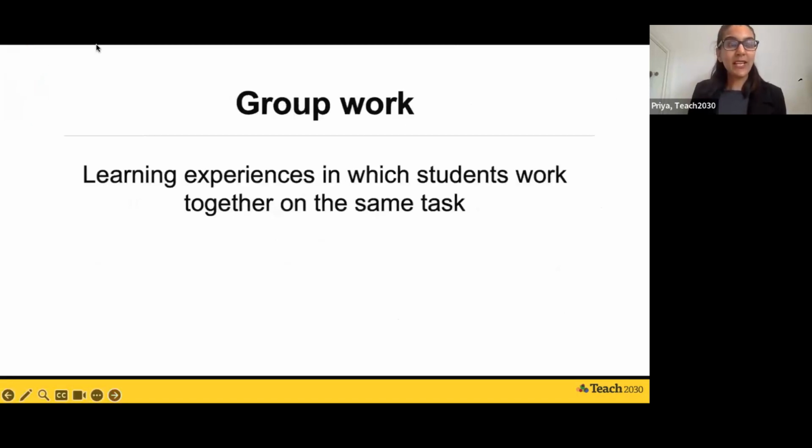So we're looking particularly at group work. I'm sure many educators use group work, and this is about learning experiences where students can learn from each other, which is always really incredible. Self-regulated learners here. But how can we share this in the classroom?